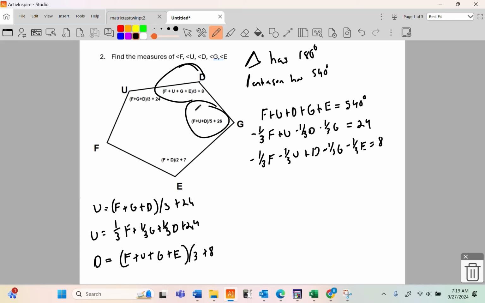So talking about this one, this is about G. It would be G equals (F plus U plus D) divided by 5 plus 26. And in this case, I'll be subtracting fifths. Remember, I'm spelling fudge here.